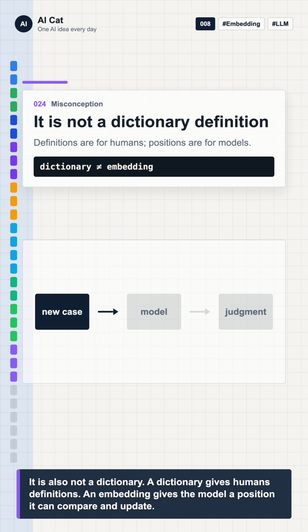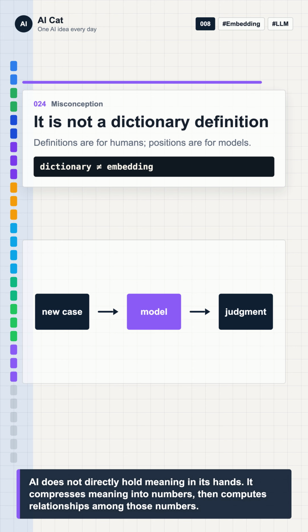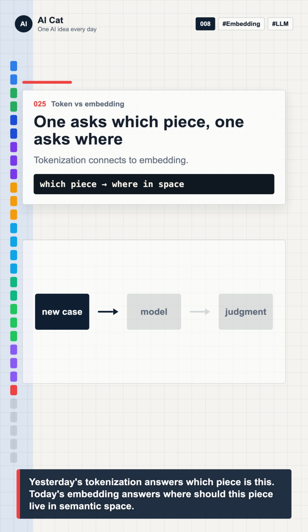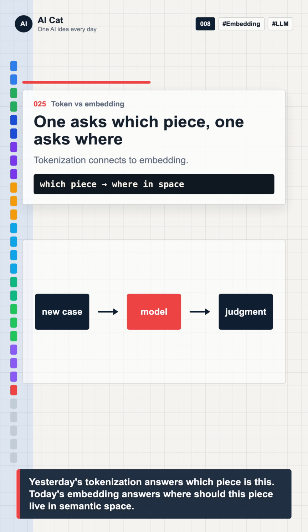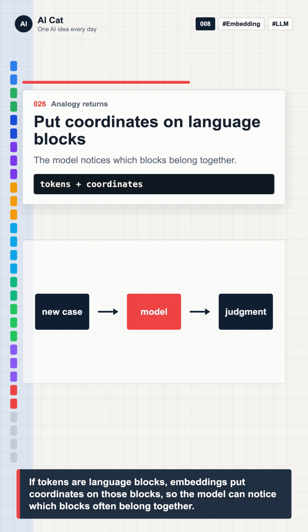It is also not a dictionary. A dictionary gives humans definitions. An embedding gives the model a position it can compare and update. Yesterday's tokenization answers which piece is this. Today's embedding answers where should this piece live in semantic space. Tokens are language blocks. Embeddings put coordinates on those blocks, so the model can notice which blocks often belong together.